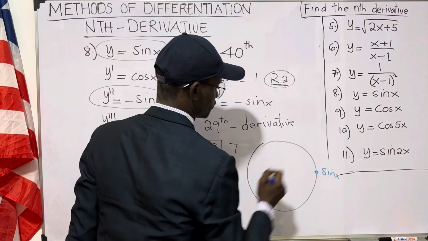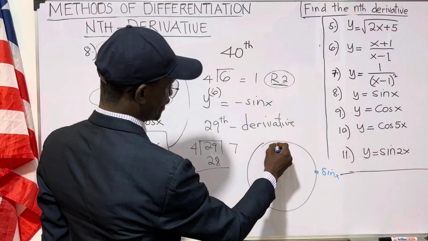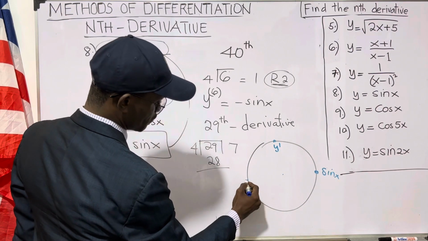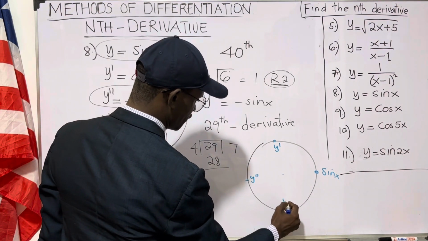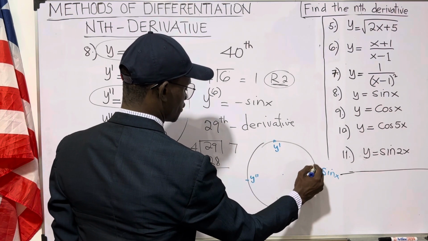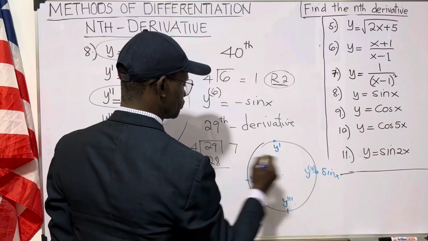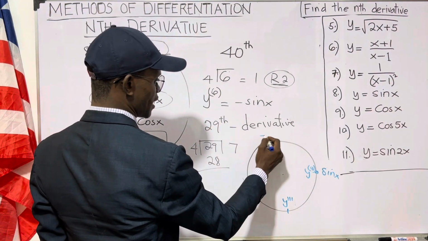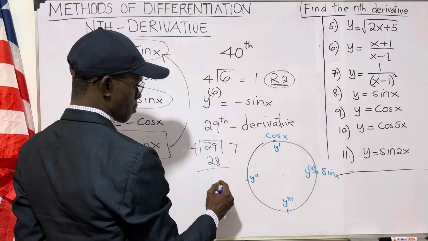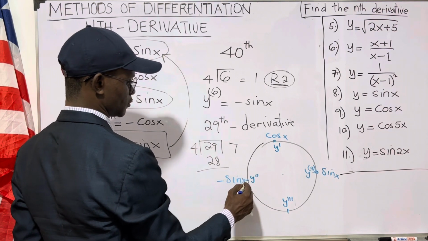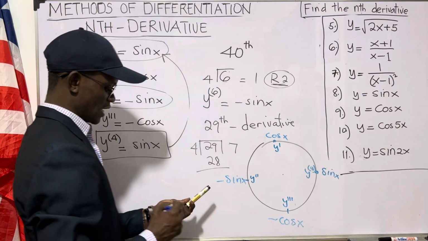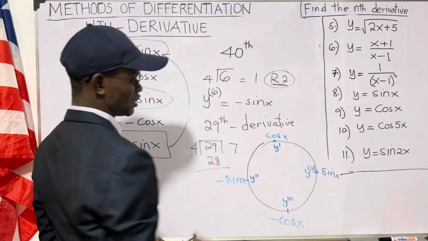The function is sine of x. We move right here: the first derivative, y prime; the second derivative, y prime prime; the third derivative, y prime prime prime; and then there's the 4th derivative. So the first derivative is positive cos of x. The second derivative is minus sine of x. The third derivative is minus cos of x. And then the 4th derivative goes back to the same function.